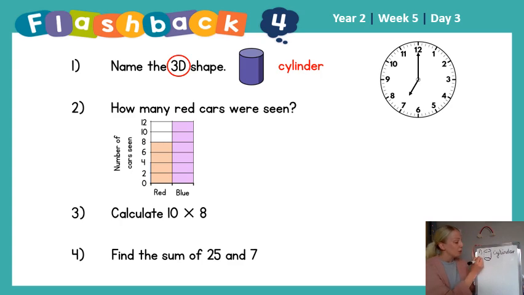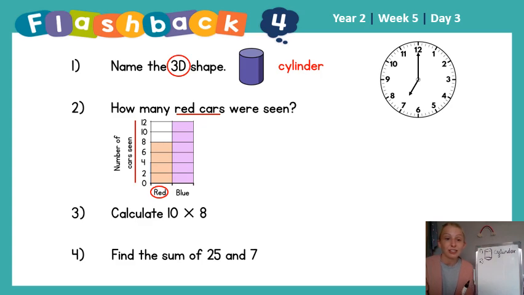Okay, so question number 2, we have another statistics question, but this time it's not a tally chart or a pictogram. And the question says, how many red cars were seen? So I only need to look at the red section. Now here, our data is represented in blocks, so it must be a block diagram. And if I look at the key of number of cars seen, you can see that it counts in 0, 2, 4, 6, 8, 10, 12. So each block represents 2. So now I can count in 2s to find the total of the red cars.